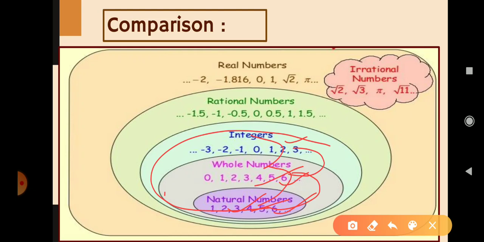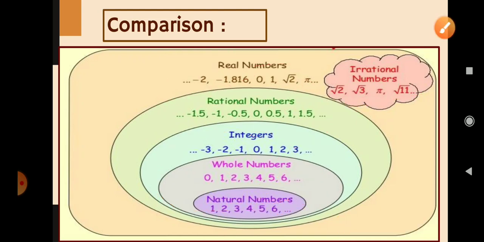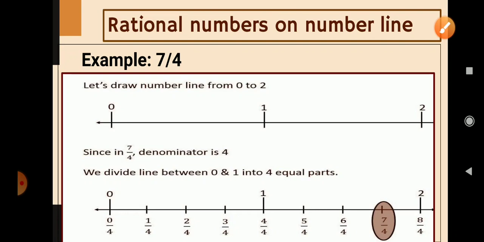Next, rational numbers: -1.5, -1, 0.50. So every integer is a rational, but every rational is not an integer. Clear? Next, real numbers. Observe together: irrational numbers, as I told you, -√2, √3, pi, √11, they are called irrational. Irrational and rational together, we call them real numbers. Clear?